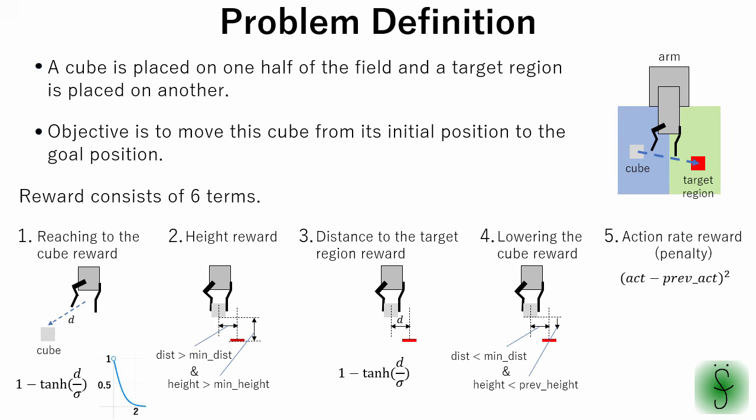The fifth reward is action rate. It penalizes the rate of change of actions. The last reward penalizes joint velocities. These 2 rewards are necessary to prevent the robot from excessive and vibratory actions.